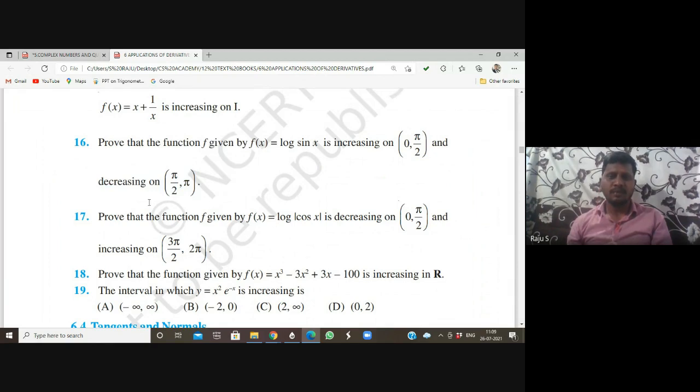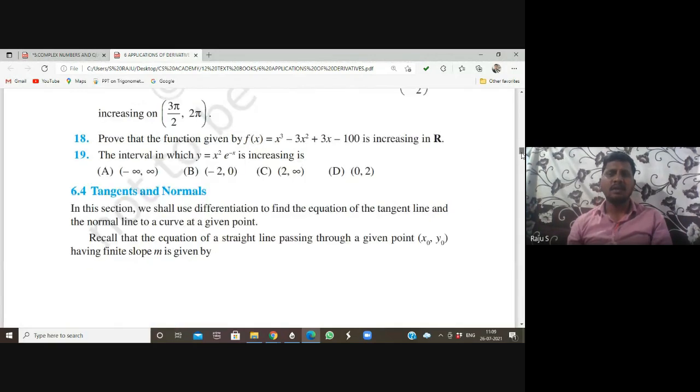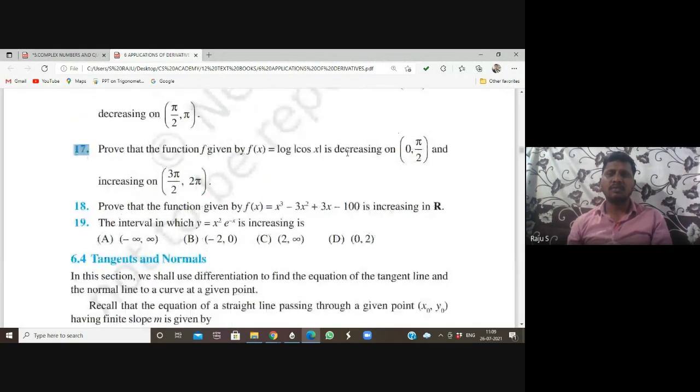Okay. So question number 17 is log of cos x. Here it was log of sin x in question number 16. Here it is log of modulus cos x. Okay. So you can do this question. Here 1 by cos x is the derivative, and the modulus will be there. It cannot take a negative value; it will take only positive values. So you can do this problem. You can do the 17th. I'm going to do the 18th one.